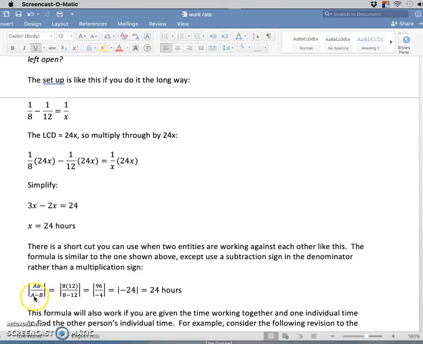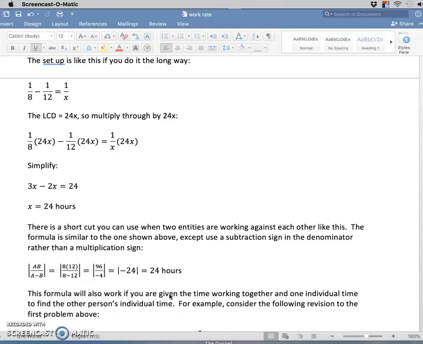The shortcut is very similar to the a times b over a plus b, except it's going to be a times b over a minus b. Slap some absolute values on that because you don't know if it's going to be positive or negative. If it comes out negative, just make it positive, and we'll see that be a negative here. But sure enough, 8 times 12 is 96. 8 minus 12 is a -4. 96 divided by 4 is 24. Boom, you're done. Just that fast. I know, it's cool, right?